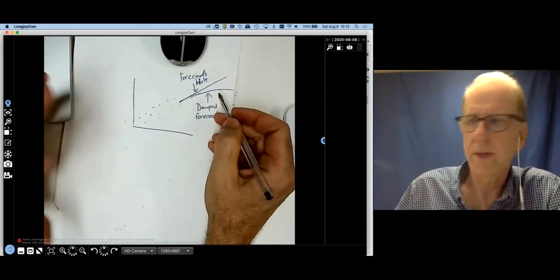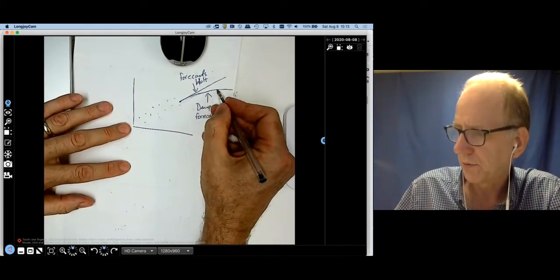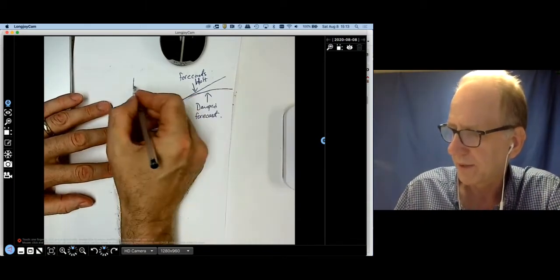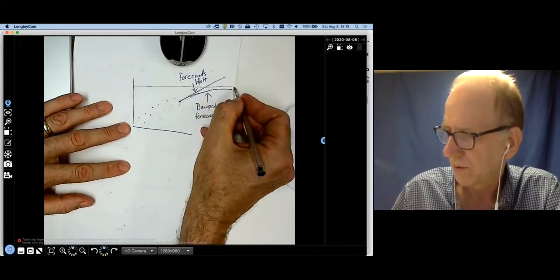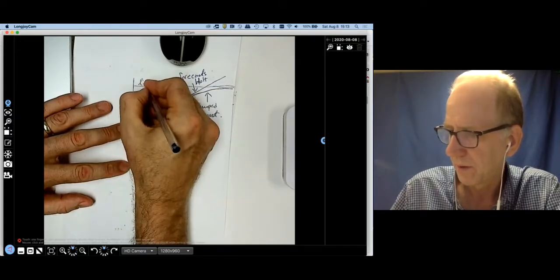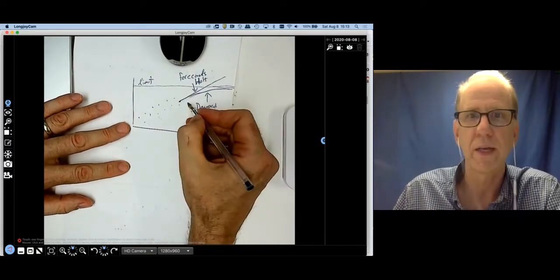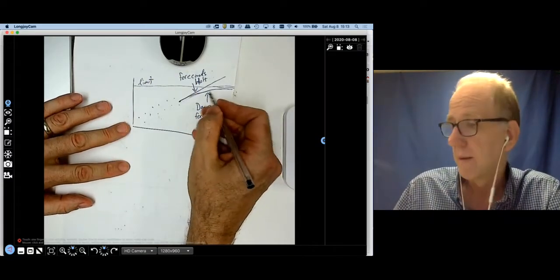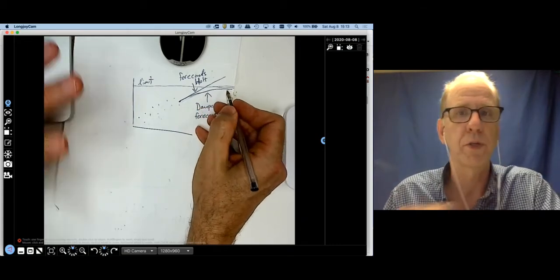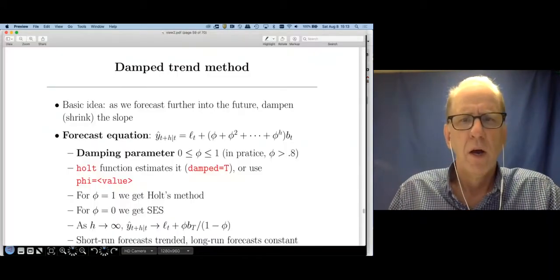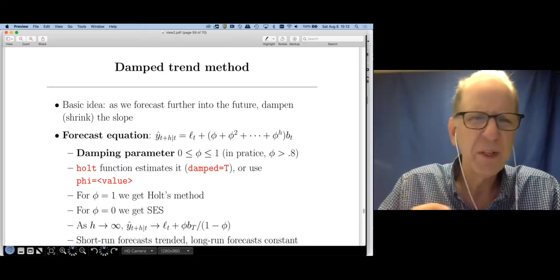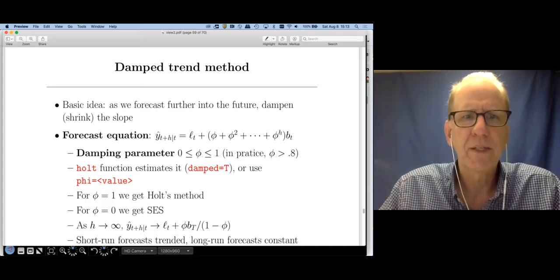And so that's the whole idea, and this is going to flatten out and approach some limit. So this will approach a limit as h increases. As h, the number of periods I go out, increases, this is just going to approach a limit. All right, so how do we do this mathematically? That's the basic idea.